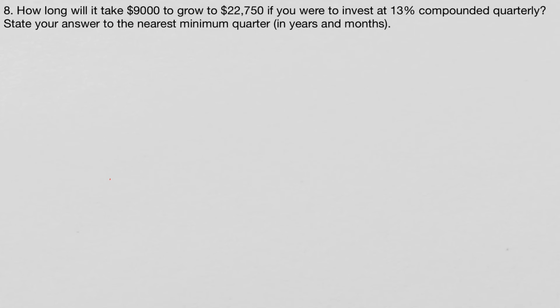Okay. We're after how long, that's time. So the original formula is future value is equal to present value times 1 plus r over n to the nt, and we're after this t up here. So let's get rid of this present value by dividing each side out.